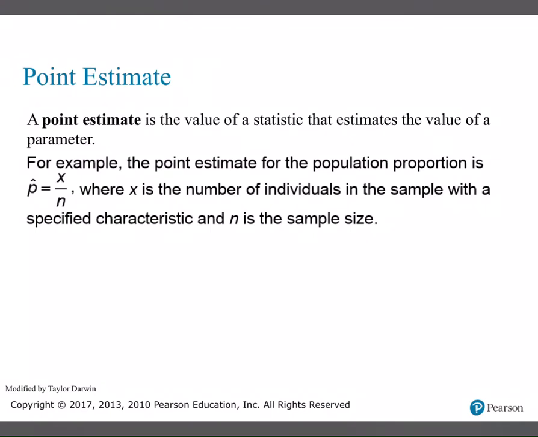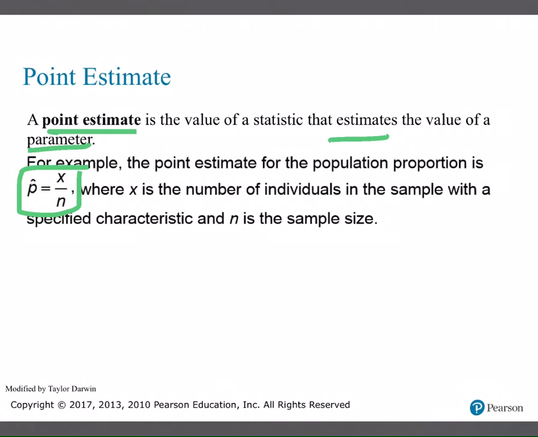So, what is a point estimate? A point estimate can be either a proportion or a mean, and we're talking specifically about a proportion today. It is the value of a statistic that estimates the value of a parameter. Remember, parameter basically means population. So we're going to use that point estimate to estimate our population. The point estimate for population proportion is p hat equals x over n, where x is the number of individuals in the sample with the characteristic and n is the sample size.